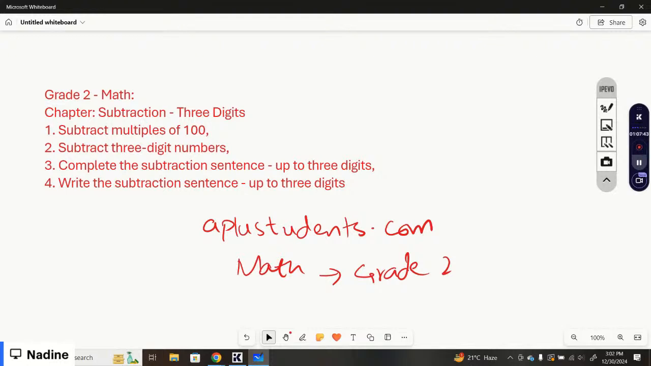We're going to start with the chapter subtraction 3 digits. The lessons we're going to cover today are subtract multiples of 100, subtract 3 digit numbers, complete the subtraction sentence up to 3 digits, and write the subtraction sentence up to 3 digits. So please make sure you have your notebook and pencil so that you can note down the important examples and definitions as well.